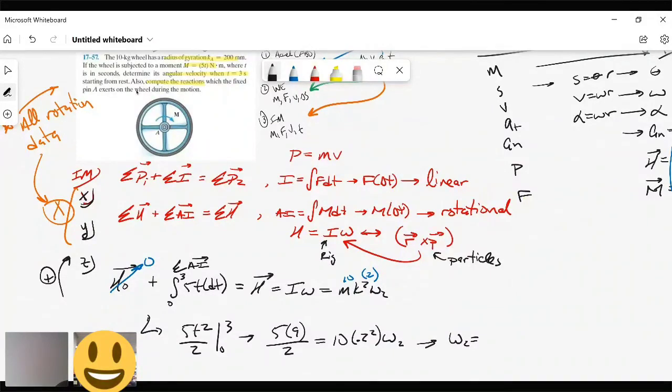divided by that. It's going to be 9 over 4, and 9 over 4 times 0.04, whatever that is. So 9 over 0.16. I don't know what number that is, but that's the number that we're going to get. That's going to be in radians per second. You follow me? All right.